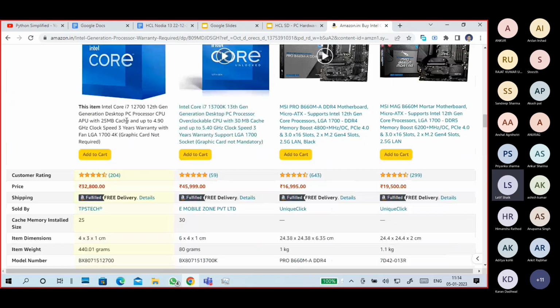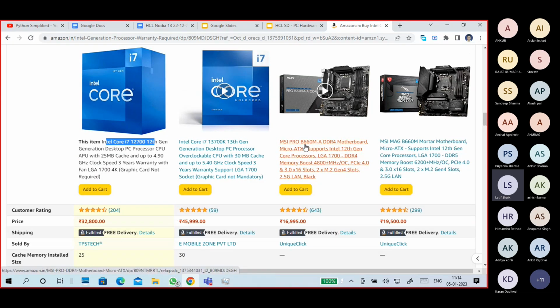See, if you want to buy this one at 32,800, the motherboard supporting B660M. B660M. These are two types of the same model, with a little difference. Okay, the basic standard one is LGA 1700, and in this one we can insert DDR4.